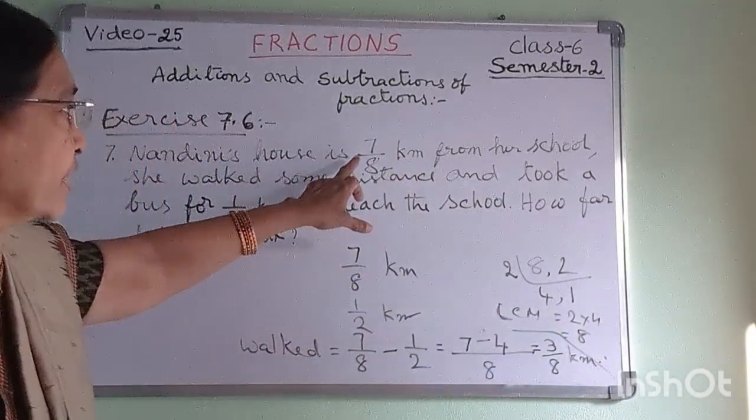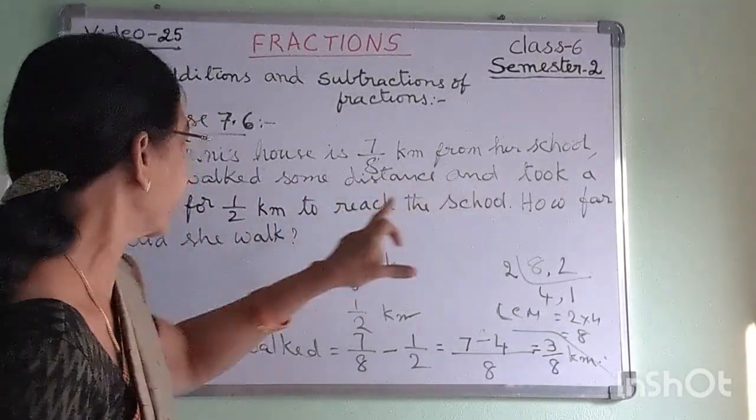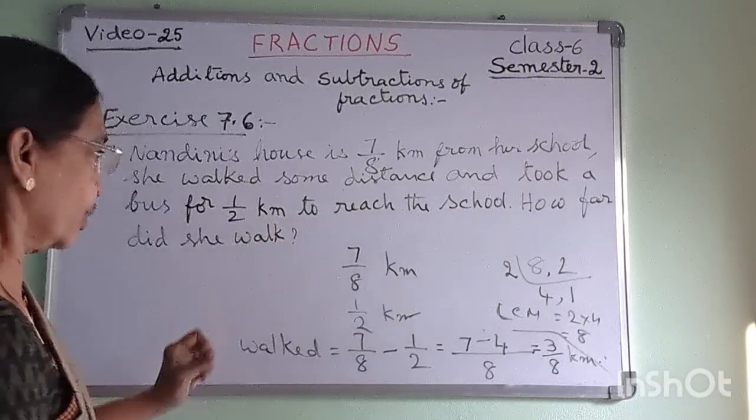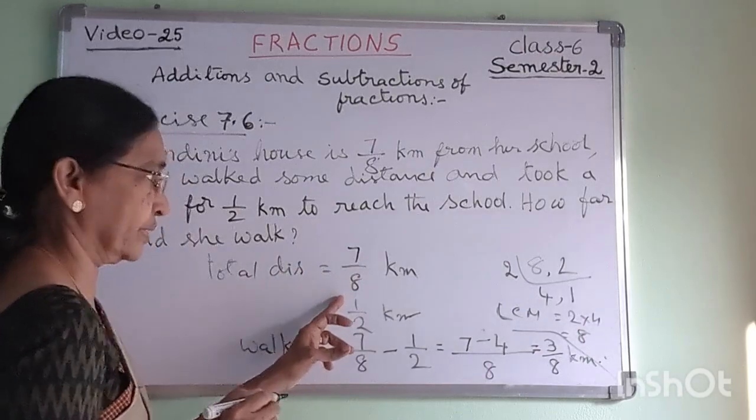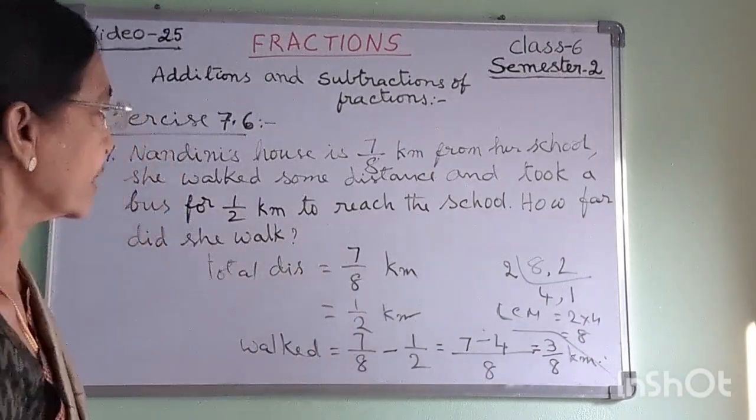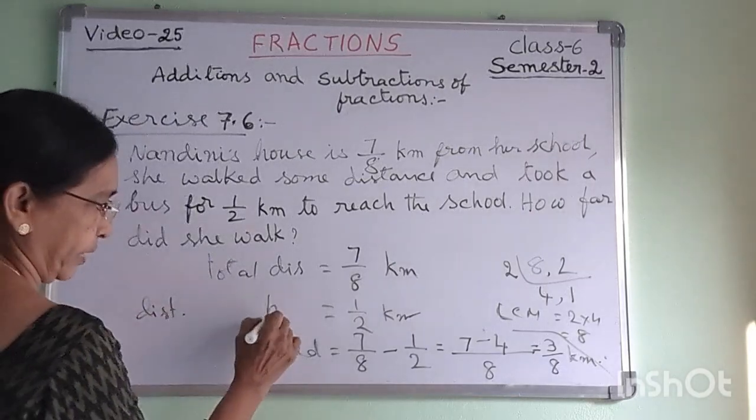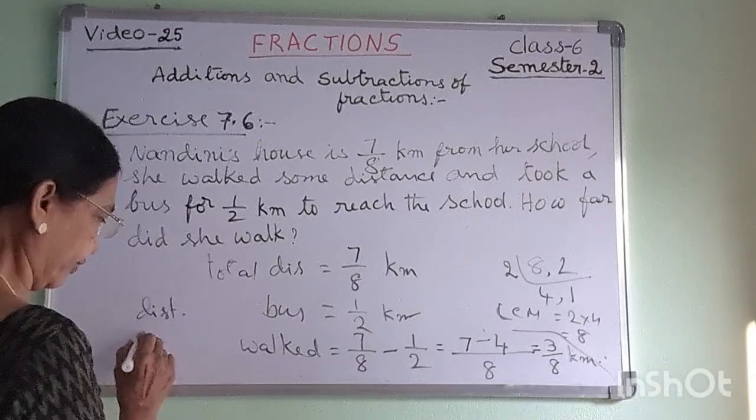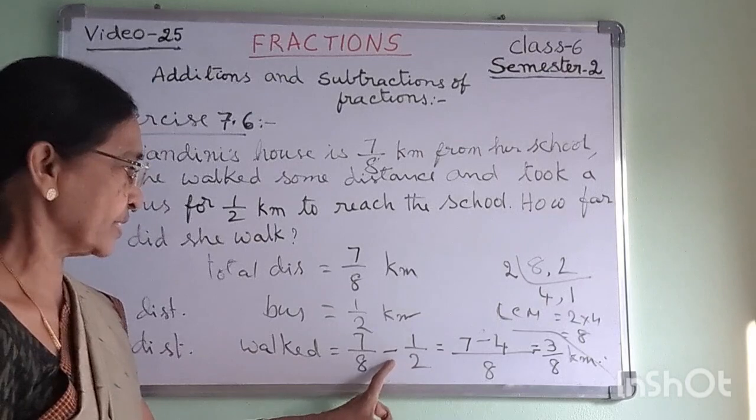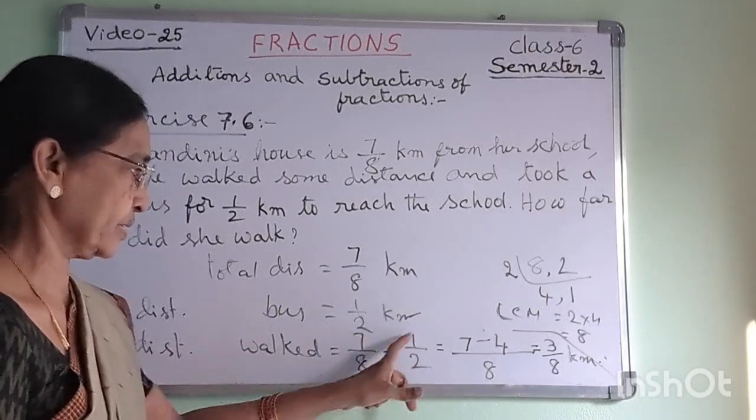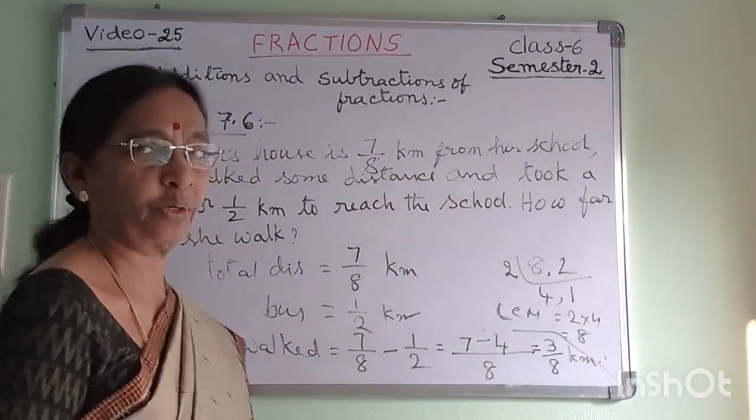So Nandini's house is 7/8 kilometers from her school. She walked some distance and took a bus for half kilometer. So total distance is equal to 7/8, and the distance travelled by bus is equal to half kilometer. Therefore, distance walked is equal to total distance minus distance travelled in bus. 7/8 minus 1/2 is equal to 7 minus 4 by 8, 3/8 kilometer.